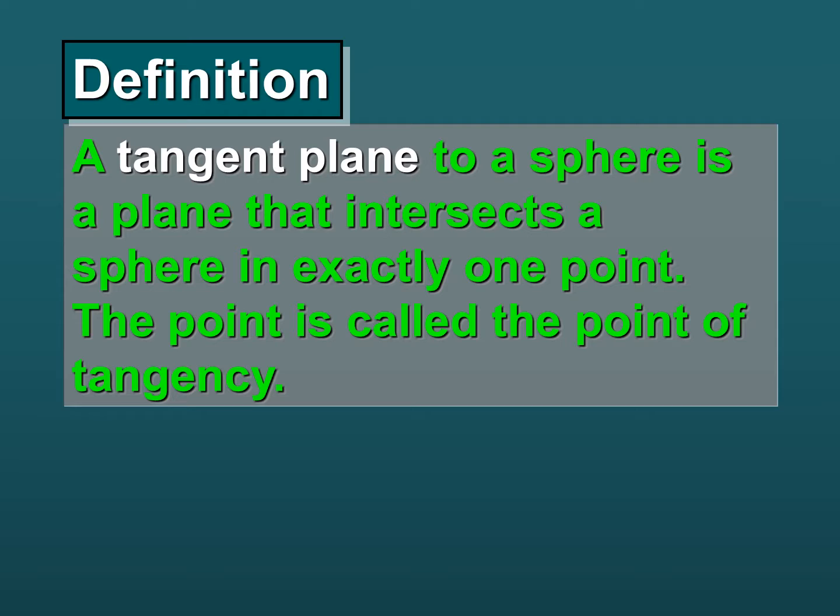A tangent plane intersects the sphere at exactly one point, and we call that point the point of tangency. So again, think of a basketball and think of something flat right on top of that basketball. The point where that item is touching the basketball is the point of tangency, because it's only intersecting the sphere in exactly one point.